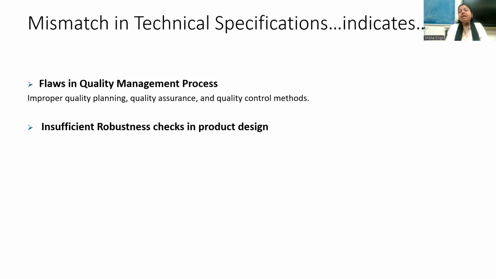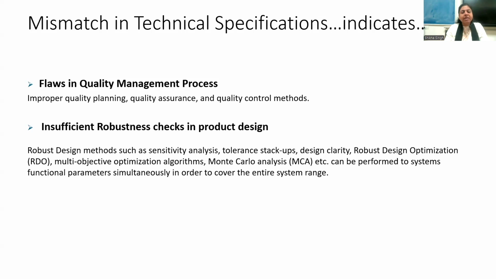The torque required to move this was higher, but due to the defect in the ignition switch, even at a smaller torque the switch modes were getting changed very easily. So there is a flaw in the robustness checks.